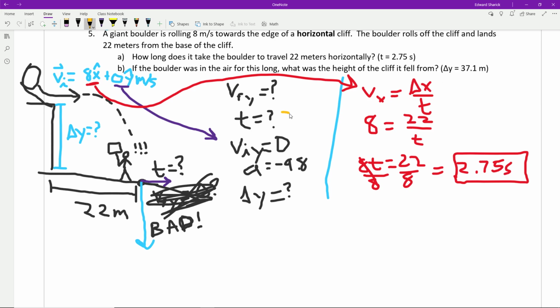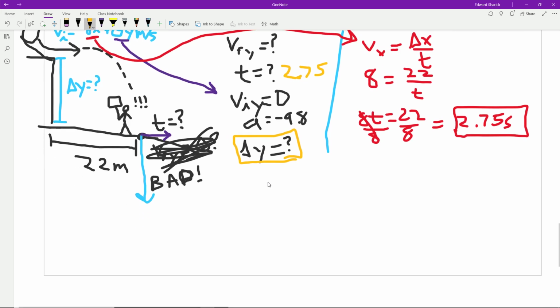So now I can put in 2.75 here, and now I have enough knowns. I have time, I have VIY, and I have acceleration, and I want to find delta y. So now I just have to pick the equation that doesn't have VFY, which is going to be this equation here: delta y equals V initial y t plus 1/2 a t squared. I'm looking for delta y.